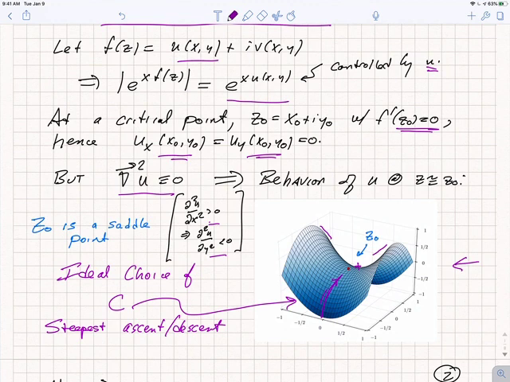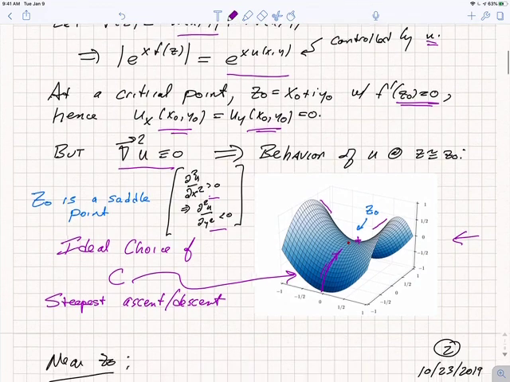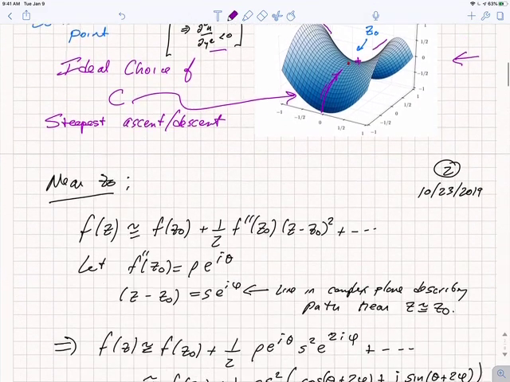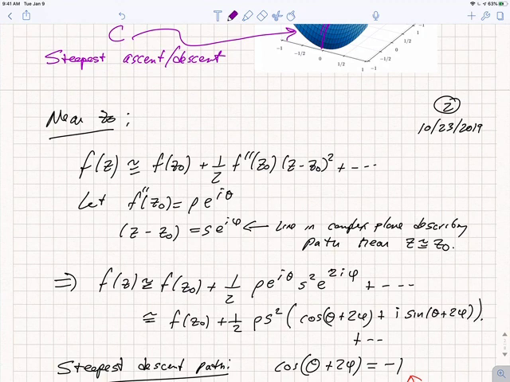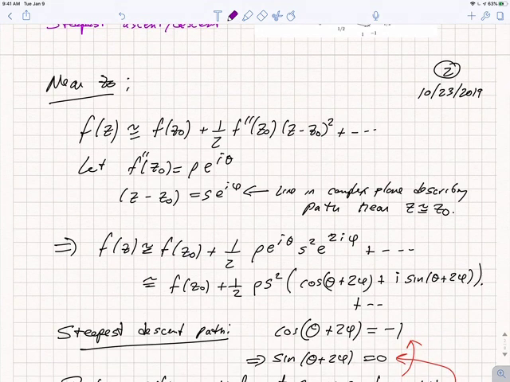So we're going to have to figure out where the critical points are and how we're going to readjust the contours in order to evaluate the integral. So how does that work? If we expand the function f of z near a critical point in the Taylor series, it has the value at z naught, plus the derivative, which vanishes because z naught is a critical point, plus the second derivative.